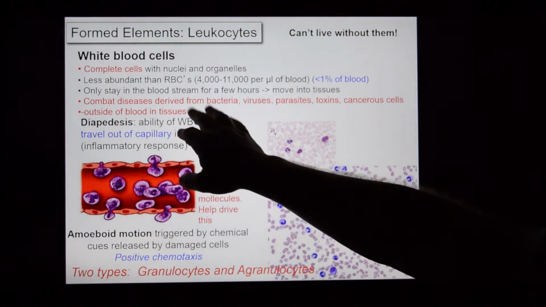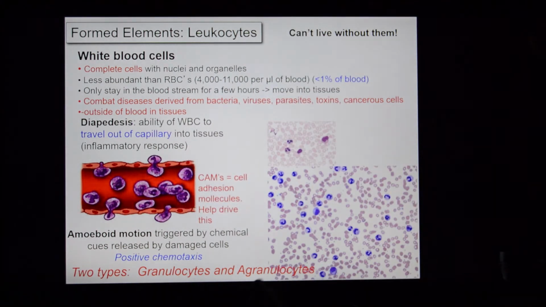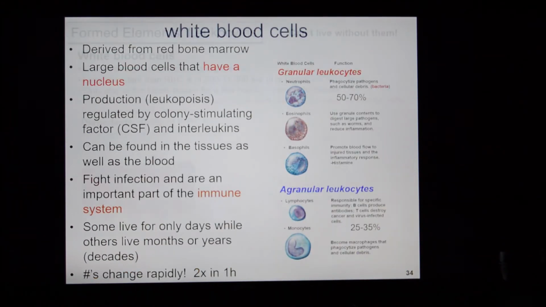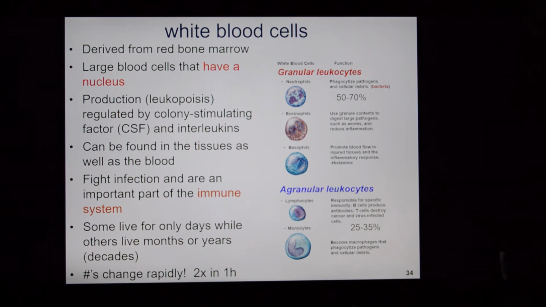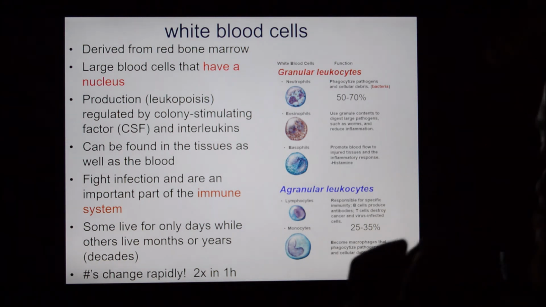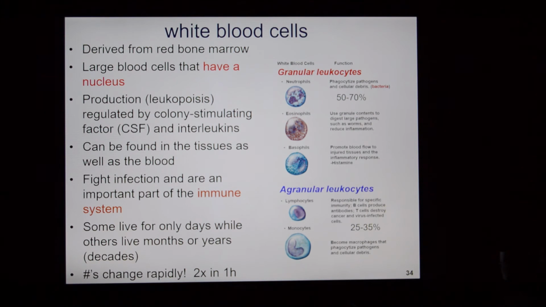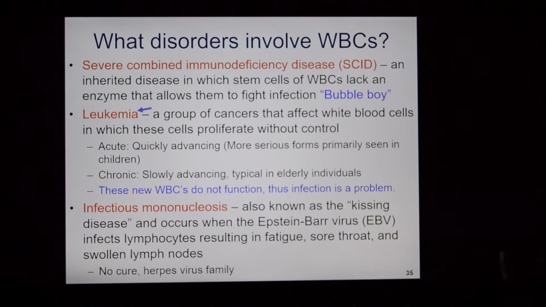White blood cells combat diseases, bacteria, viruses, parasites, toxins, what have you. Typically outside the tissues. And there are a variety of shapes and sizes here, and I'm not going to go into all the details here. Basically, there are a bunch of different white blood cells that do a lot of different things, and their numbers can change rapidly in a short period of time. So if you're exposed to a certain disease, and you've had a vaccination for that, or you've had it in the past, you can rapidly change the number of white blood cells in your tissues to deal with that disease.